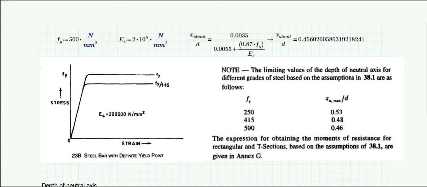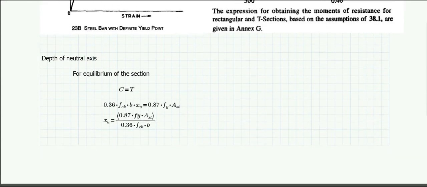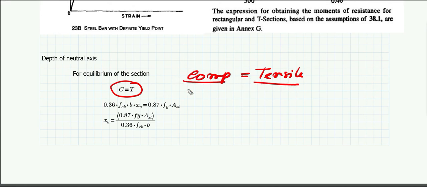Now let's see how to find out the depth of the neutral axis. If one problem is given to you, how do you find the depth of the neutral axis? For any section, whether it's a balanced section or unbalanced section, always C should be equal to T, that is, compressive force should be equal to the tensile force.